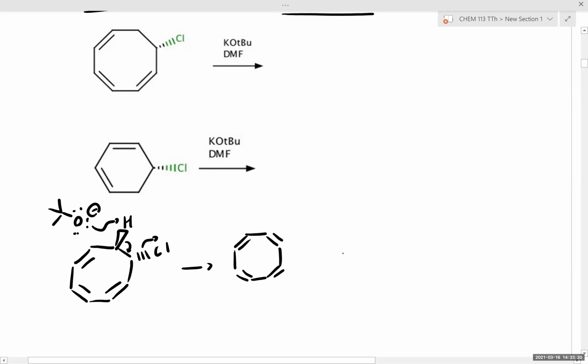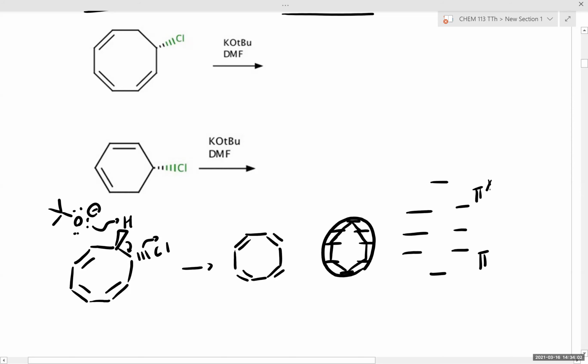And if we make an MO diagram, so drawing out a Frost circle, 1, 2, 3, 4, 5, 6, 7, 8. That gives us the template for our MO diagram. So we have our bonding, our anti-bonding, and our non-bonding.